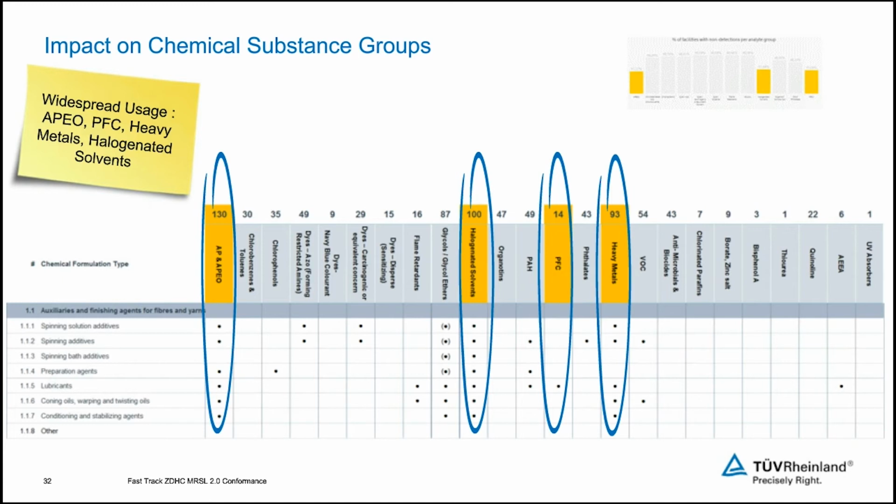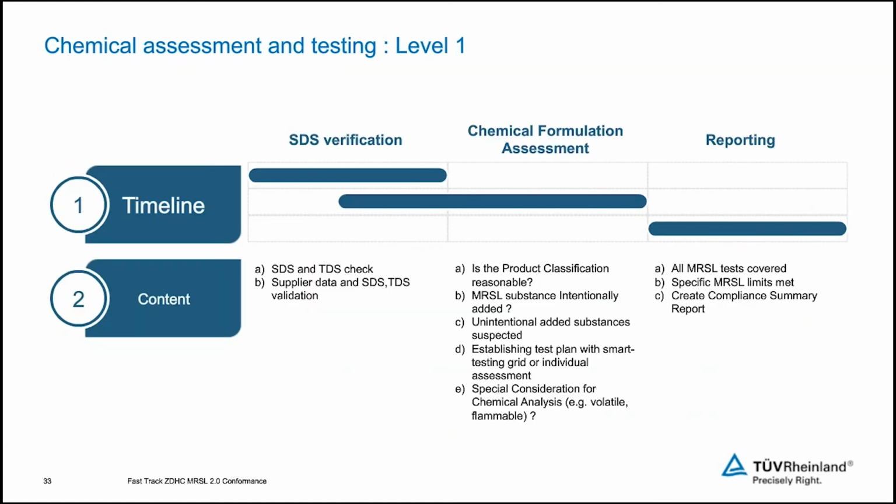There are 3 main steps in chemical assessment and testing. The first step is SDS verification. We will perform the SDS and TDS check and also check more information with the applicant. The second step is chemical formulation assessment. In this step, we will verify if the product classification is reasonable, and we will check whether any substance belonging to the MRSL list is in the formulation. Any impurity of a substance in the MRSL list can appear.